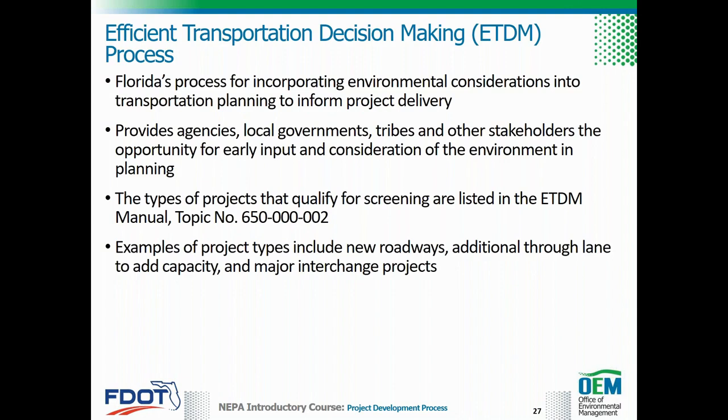The process provides agencies and other stakeholders the opportunity for early input and consideration of the environment in FDOT transportation planning. The types of transportation projects that qualify for screening are listed in the ETDM Manual. A link to the manual can be found on the resources page. Some examples of the types of projects that qualify for ETDM screening include new roadways, projects with additional through lanes to add capacity, and major interchange modifications.